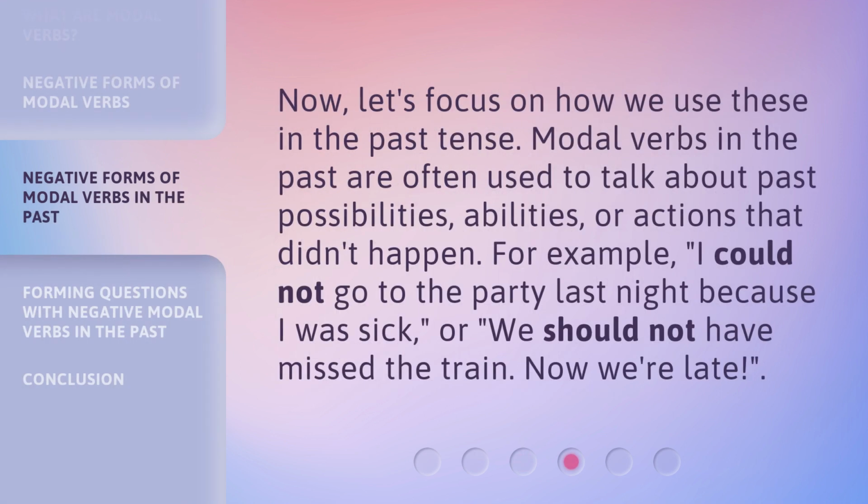Now, let's focus on how we use these in the past tense. Modal verbs in the past are often used to talk about past possibilities, abilities, or actions that didn't happen. For example, I could not go to the party last night because I was sick, or we should not have missed the train. Now we're late.